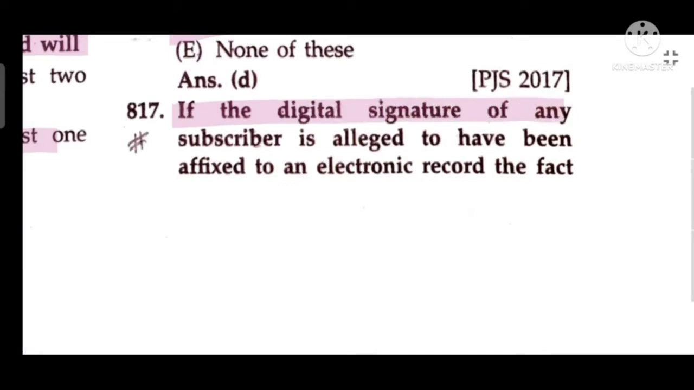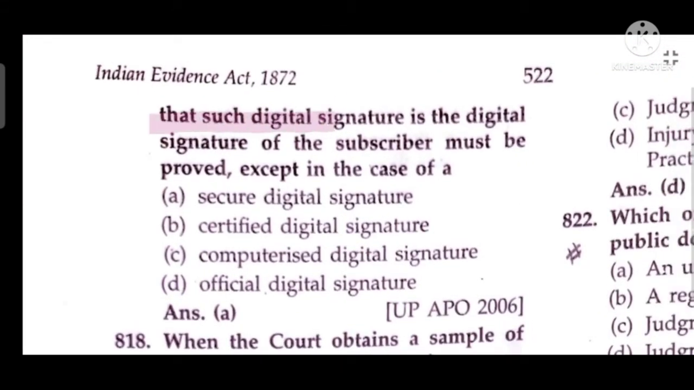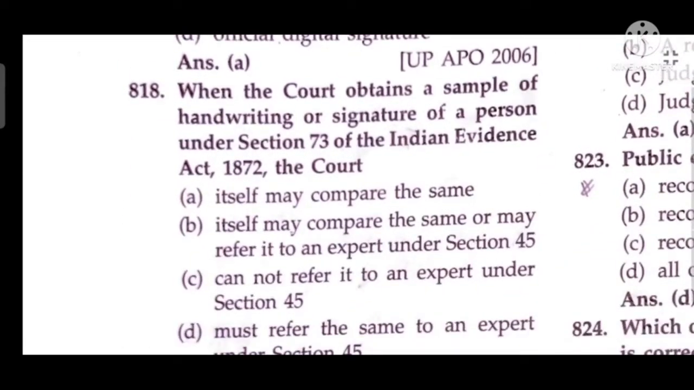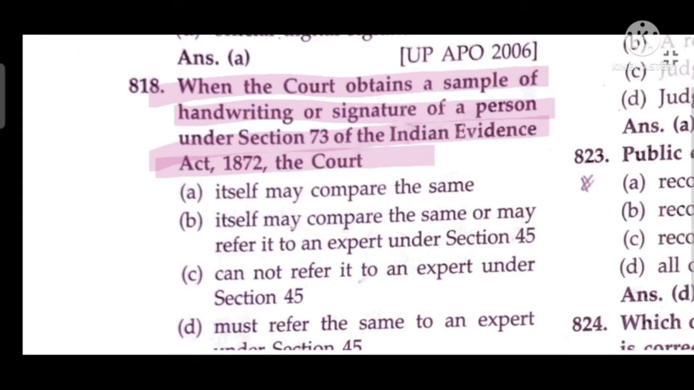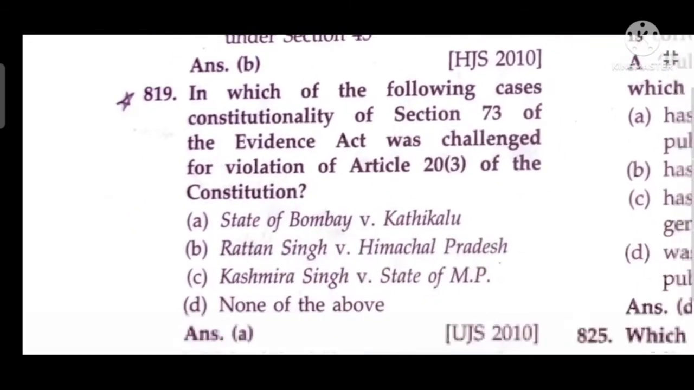If the digital signature of any subscriber is alleged to have been affixed to an electronic record, the fact that such digital signature is the digital signature of the subscriber must be proved, except in the case of a secure digital signature. When the court obtains a sample of handwriting or signature of a person under Section 73 of the Indian Evidence Act, 1872, the court itself may compare the same, or refer it to an expert under Section 45.